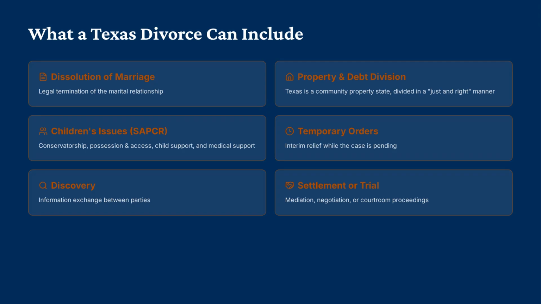What a Texas divorce includes is a full combo platter. You've got marriage dissolution, you have property and debt division, and Texas is a community property state, but the standard is just and right, which is lawyer speak for it depends. If there are children, you're also addressing conservatorship and possession and access plus support. You may also deal with temporary orders, discovery, and the grand finale, settlement, or trial.